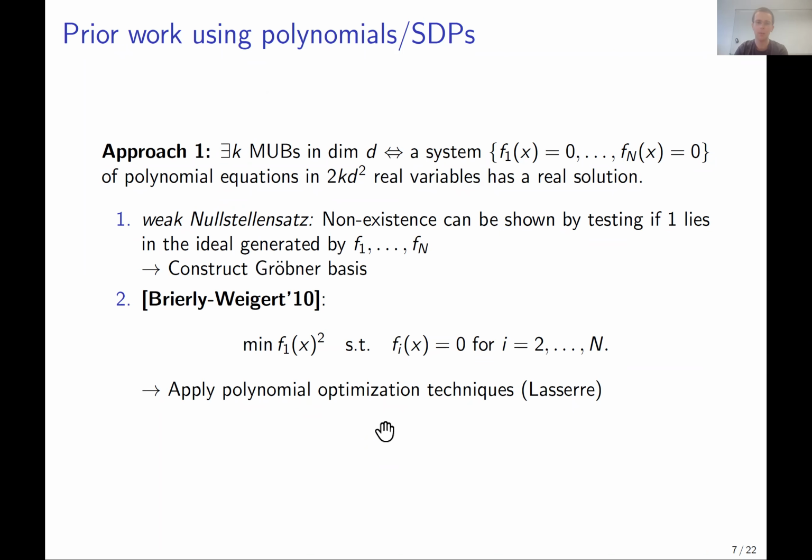So there's the Lasserre hierarchy, which we'll also see later on in the non-commutative setting. And basically, this paper of Brierley and Weigert showed that both of these approaches are already sufficient to, for instance, rule out the existence of 4 MUPs in dimension 2. So it's more of a proof of concept than anything useful, of course, because on slide 1 we very easily showed that 4 MUPs do not exist in dimension 2. But at least it shows some promise for this approach.